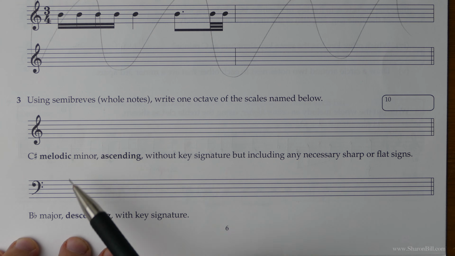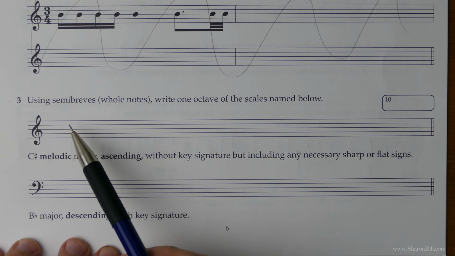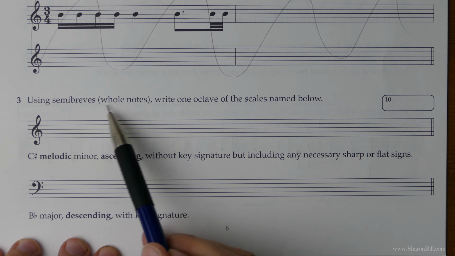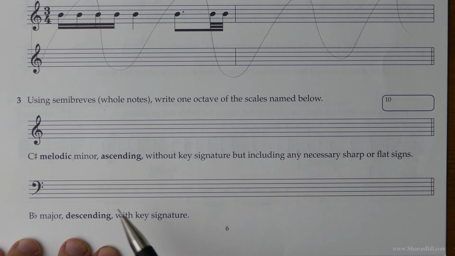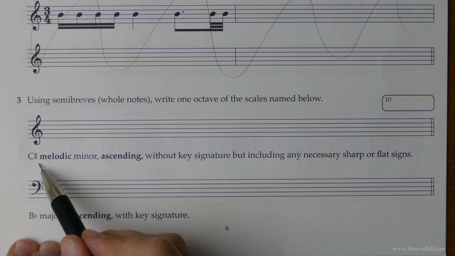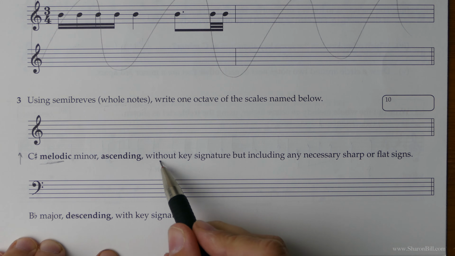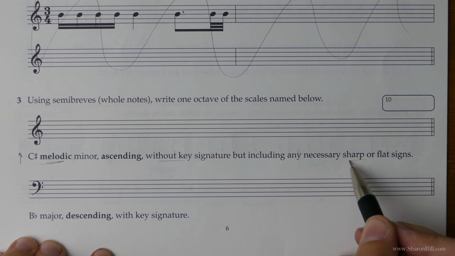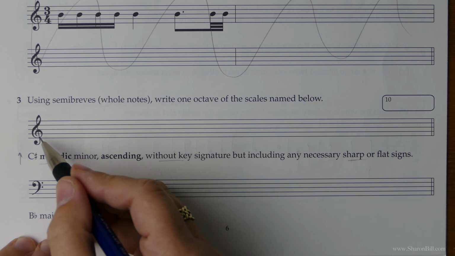And so we've got some scales to write out here, so just be careful to follow exactly what they say. We're using semi-breves or whole notes, so there's no need to worry about stems. We're just doing 1 octave. So first of all, we need to write C sharp melodic minor ascending, no key signature, but of course we need to include any sharps or flat signs. So first of all, I'm just going to get the blobs in place.